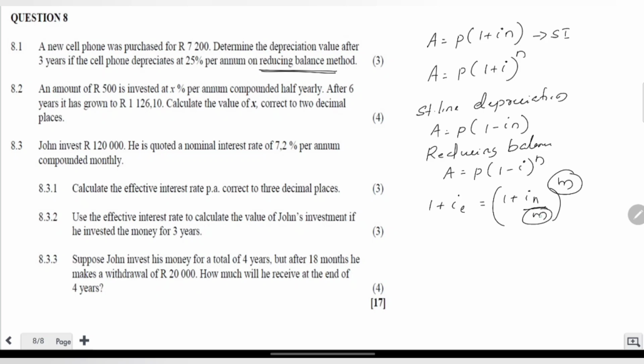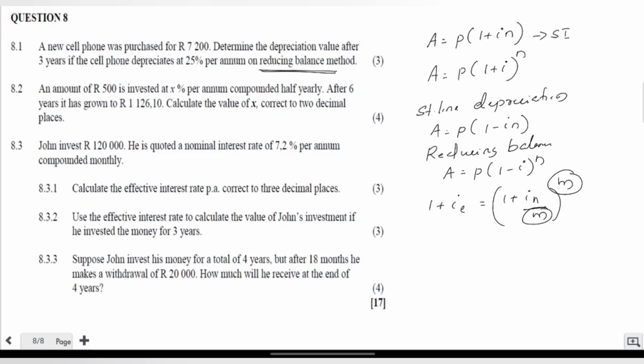Then m, whatever you write, you have to write the same thing. If it is monthly, then m in both cases is going to be 12: i nominal divided by 12 to the power 12. If it is quarterly, then 4 down and 4 up. If it is semi-annually, 2 up and also 2 down. Semi-annually, don't use 6. Monthly is 12, we already know. Semi-annually or half yearly, in both cases you have to use 2, because 2 half years together make a full year.